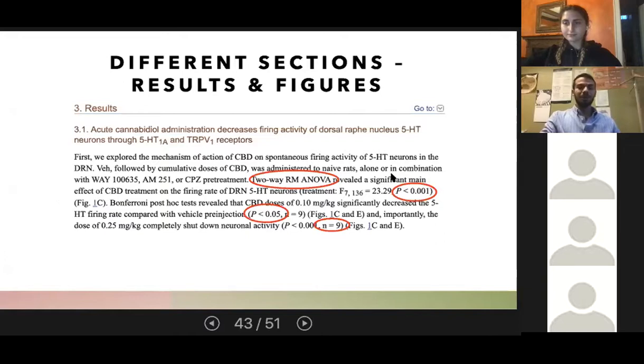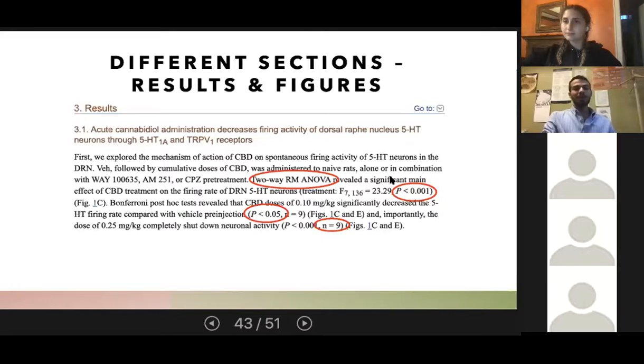This section of the results talks about how CBD lowers the activity of serotonin neurons. If we look at some of the more ambiguous terms, let's try to understand them with what we now know about statistics. So we see two-way repeated measures ANOVA. All this is simply the statistical test they used. We see the famous p less than 0.05. Well, over here, we also see p is less than 0.001.